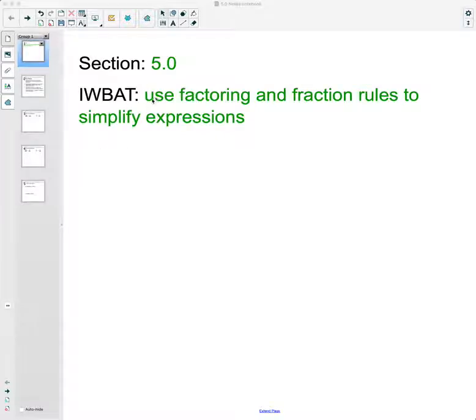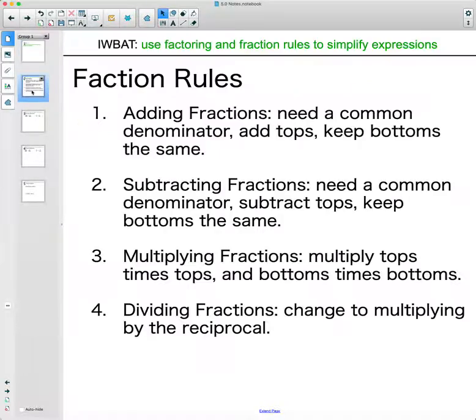In this video, we are going to review some factoring and fraction rules, and then we're going to be doing them actually with just random expressions and shapes. So just to review, these are the fraction rules on how you work with fractions.